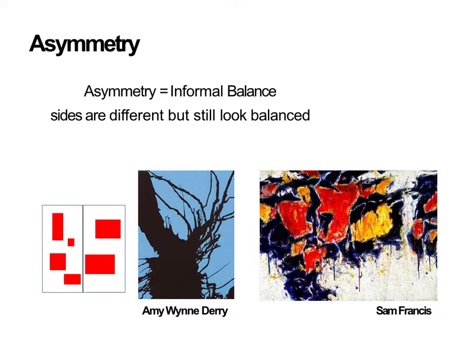In asymmetrical balance, we have an informal balance. The sides are different, but still look balanced. So you might have a heavier, dark object balanced by a more complex object, or on the other side, we have a light area balanced by a similarly shaped yet smaller, darker object. There are lots of ways to balance things asymmetrically.